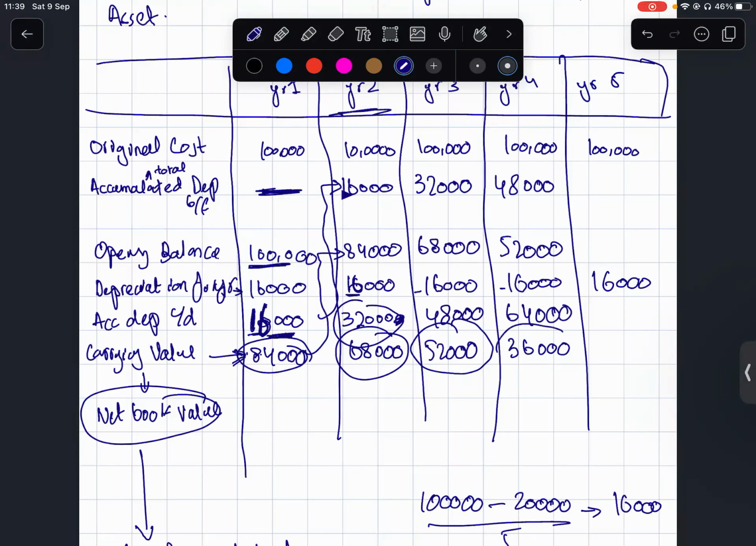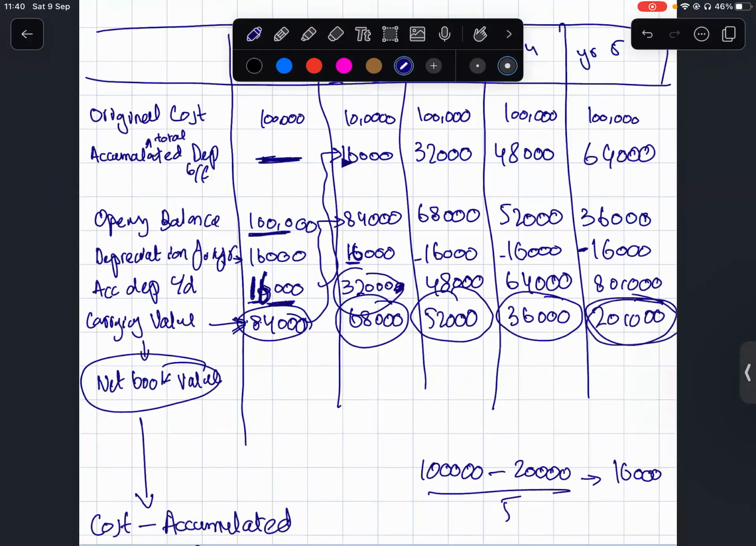Okay, and then we'll take this 36,000, move it right here, subtract the 16,000 from this 36,000 and end up with 20,000. At the end of year five, our total depreciation has been 80,000 carried down at the end of the year. And you see then at the end of this year five, we are left with the scrap value, which was already given to us in the question.